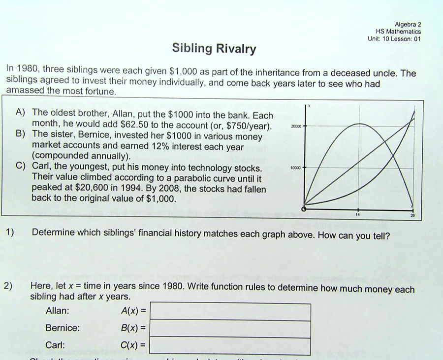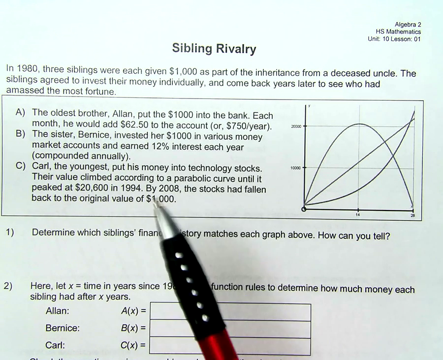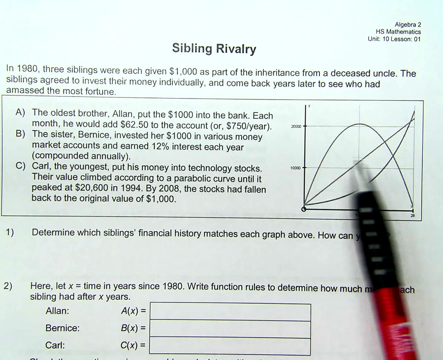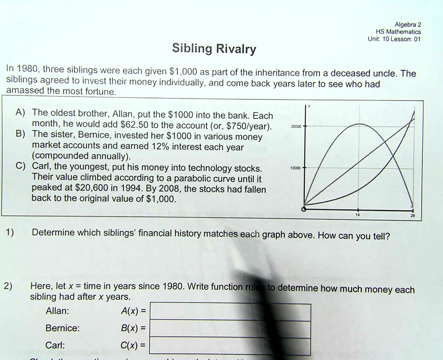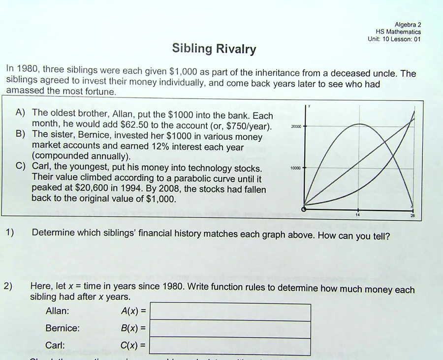Their value climbed according to a parabolic curve until it peaked at $20,600 in 1994. By 2008, the stocks had fallen back to their original value of $1,000. So first thing we have to do is look. You saw what I just read. You read along with me. And then there's graphs over here. We have to figure out which financial history goes with which graph.